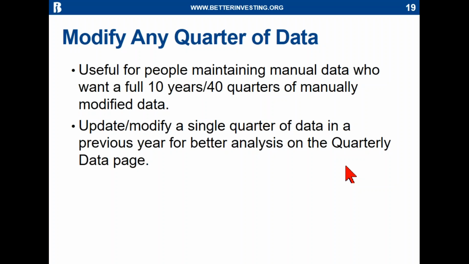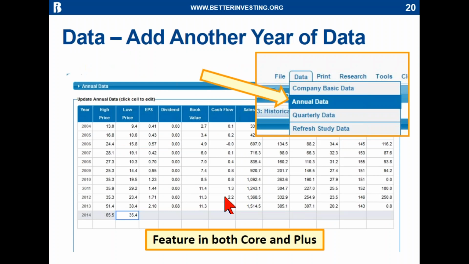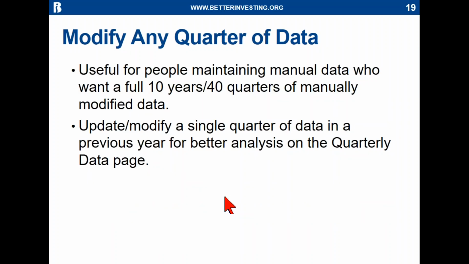So some of the most common reasons that people want this function are sometimes people put in manual data, or they totally maintain their data and overwrite everything that's in there. And that's doable, but they actually want to go beyond those 8 quarters. So they want to see all of them. And so we give them that ability. Sometimes you want to modify a single quarter of data for whatever reason that's a couple of years back. And so you can see it on the quarterly data page in the SSG Plus.